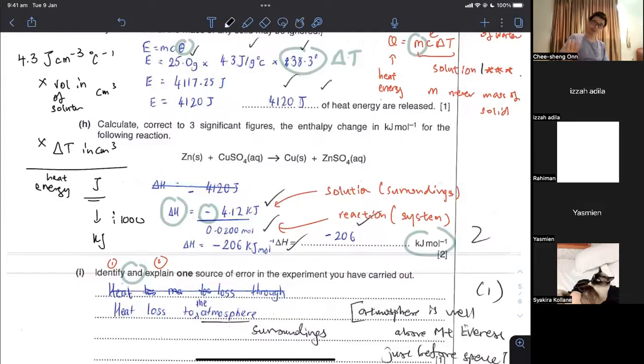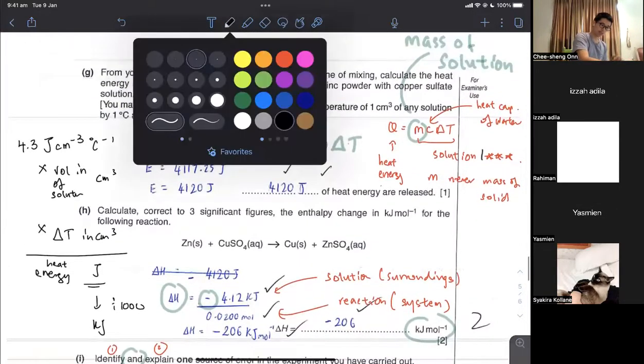If you want to score in a practical, you have to know how to do it, but you also need to know the workarounds, some of these mathematical issues as well, yeah? So I hope that is all right there. One more thing I can remind you of is change in temperature.